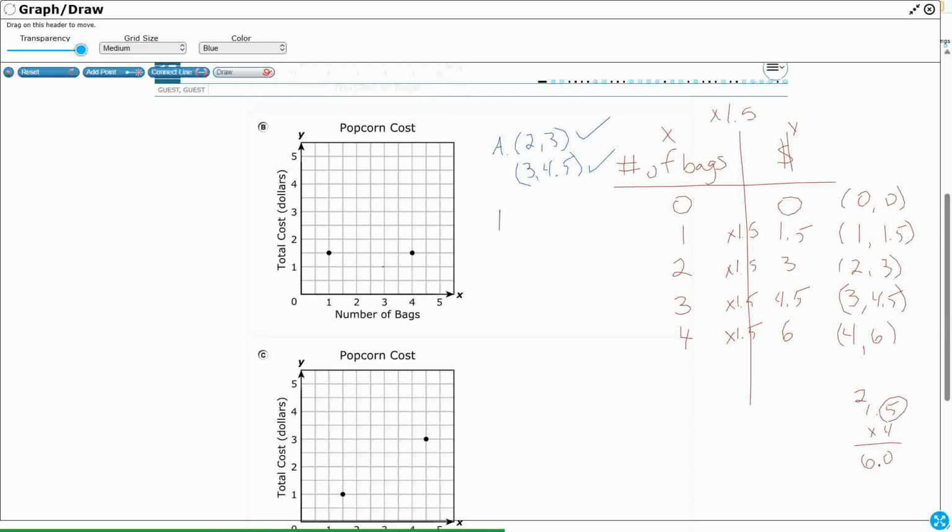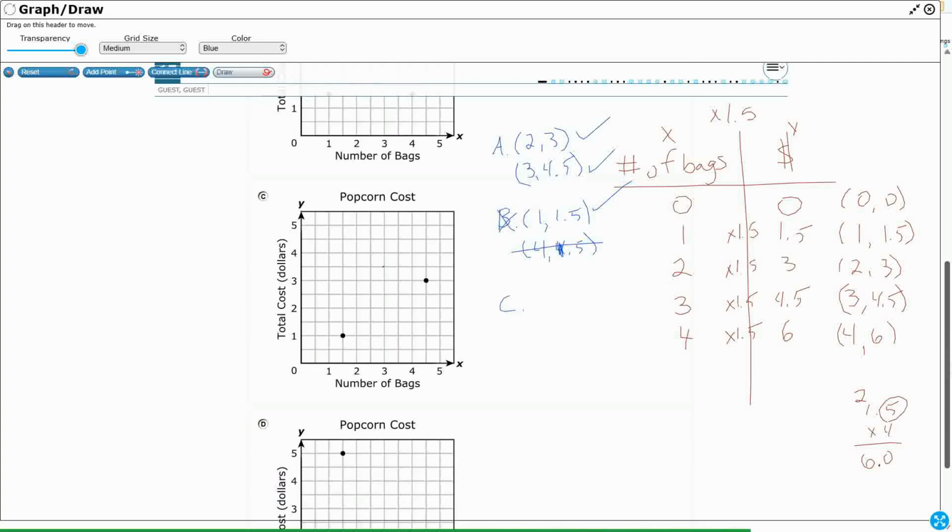Let's go to B. I don't know if it would be on the same line like that. I've got a (1, 1.5), and then a (4, 4.5). The (1, 1.5) works. The 4 should be a 6, not (4, 4.5). So no on B.